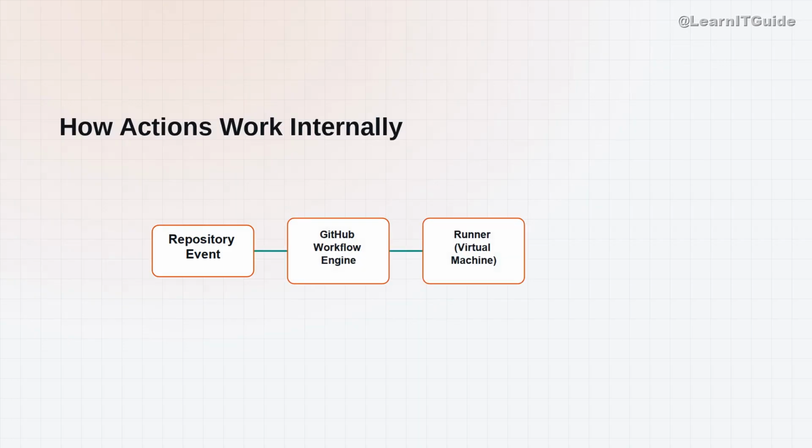How does this work internally? It all starts with an event, like a code push. GitHub's engine receives this and checks your YAML configuration. It then assigns a job to a runner, which is a clean virtual machine. The runner executes your steps and finally reports the result back to your repository dashboard. Everything is ephemeral and isolated for every single run.